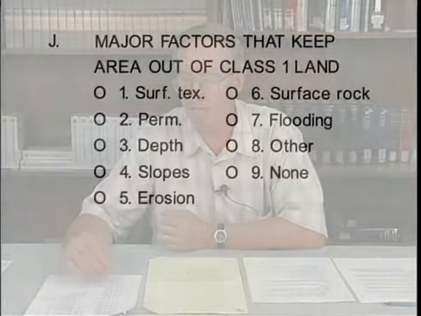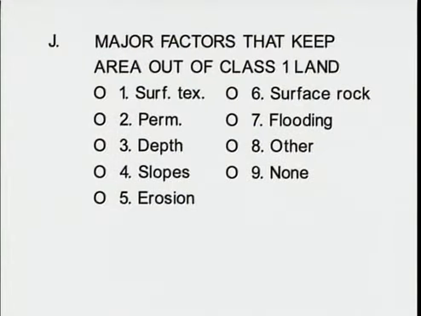If we look at surface texture, item number A, it says surface soil texture is a factor in sandy and clay textures. So in other words, if we are in a loamy soil, that would not prevent this from being Class 1 land. So in this case, we should not have checked item number 1 under our category J, surface texture, because surface texture is loamy and that does allow this to be Class 1 land.